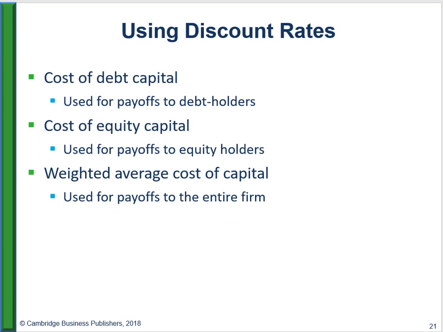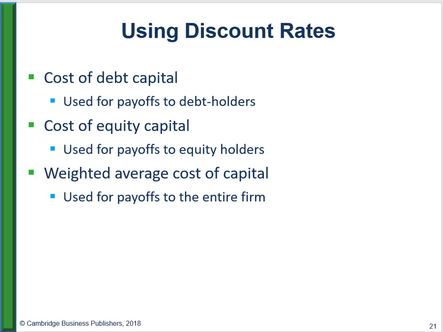Okay, next we're going to go into discount rates and how they apply to stocks and bonds. We're going to differentiate between the cost of debt capital and the cost of equity capital. The cost of debt capital is the number that we'll use for bonds. In that last example, we used a 10% discount rate for both.